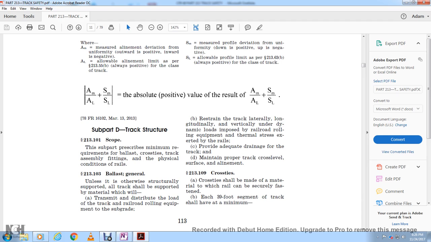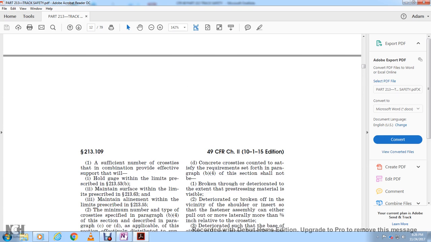Cross ties shall be made of a material to which the rail can be securely fastened. Each 39-foot segment of track shall have at the minimum a sufficient number of cross ties that in combination provide effective support that will hold the gauge within the limits prescribed in 213.53(b), maintain surface within the limits prescribed in 213.63, and maintain alignment within the limits prescribed in 213.55.